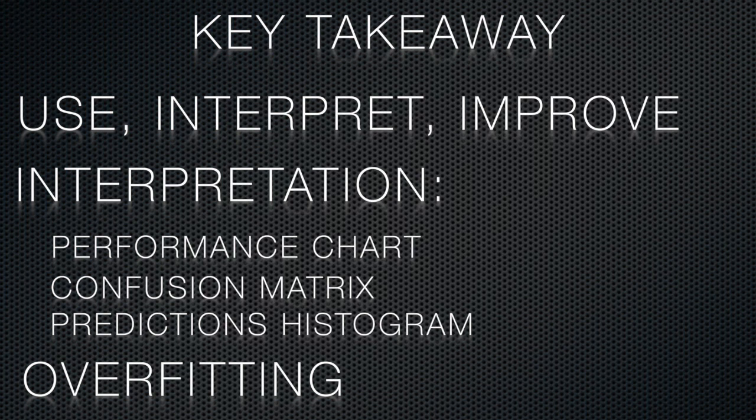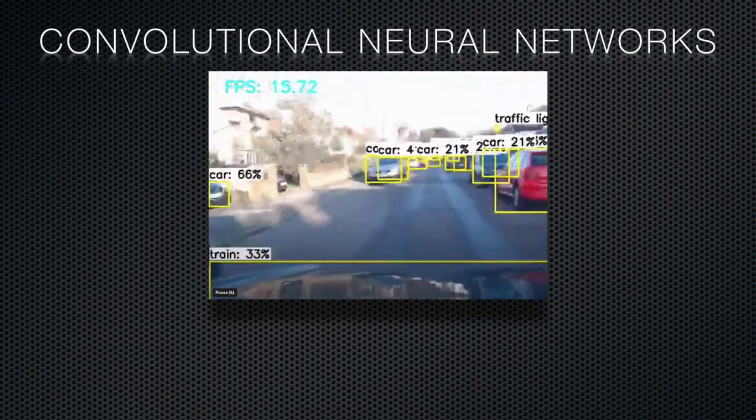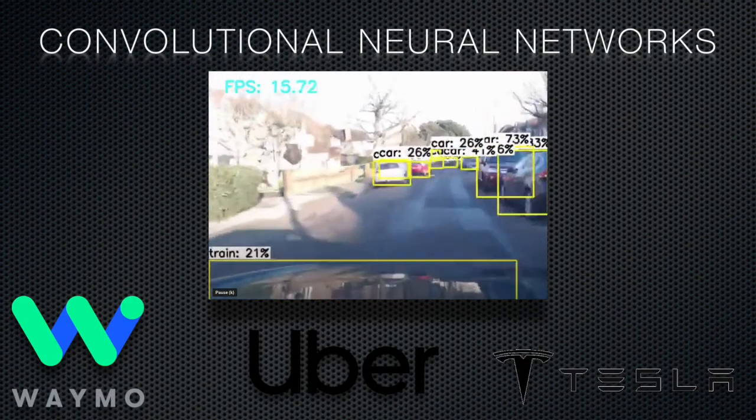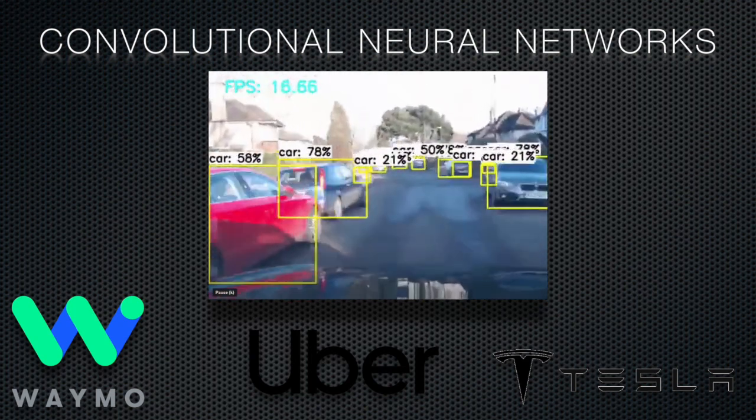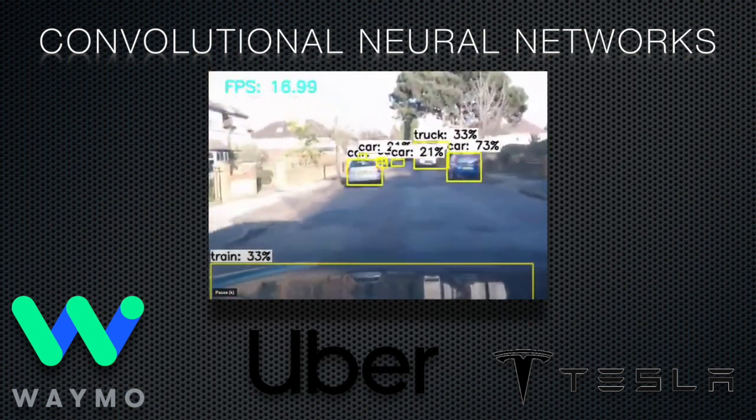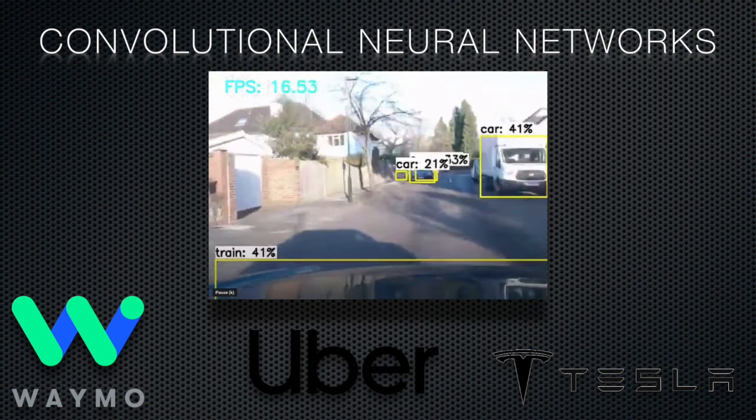Please join me in the next video where we take a big leap in sophistication and discuss convolutional neural networks. These networks help power some of the advanced AI at firms like Waymo, Uber and Tesla for their driverless car programs. The next video will give you a solid foundation in how these networks are built and used.